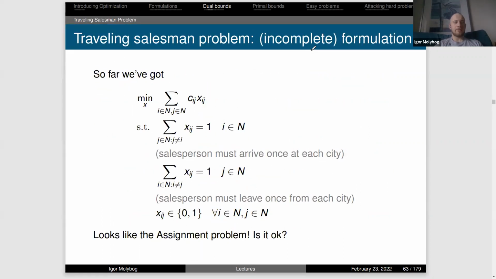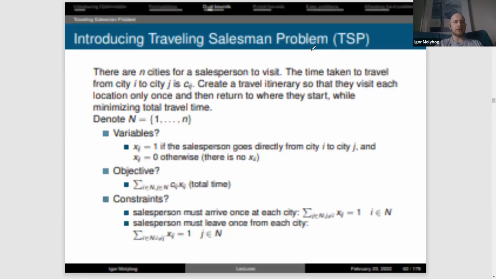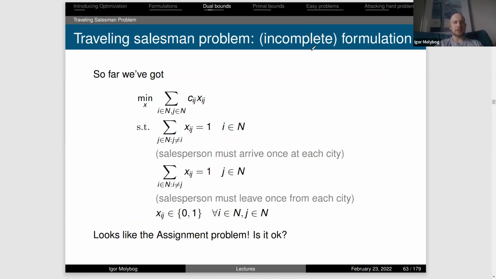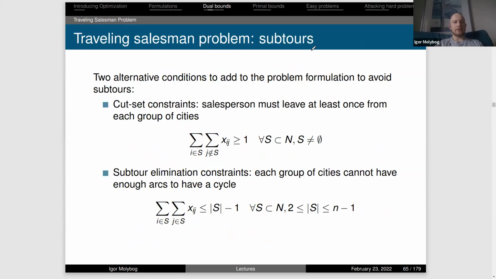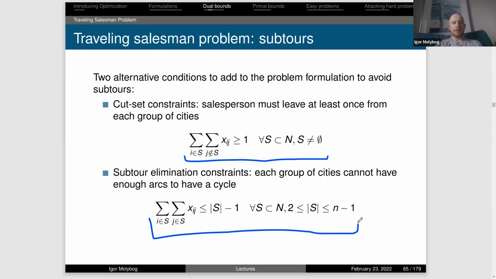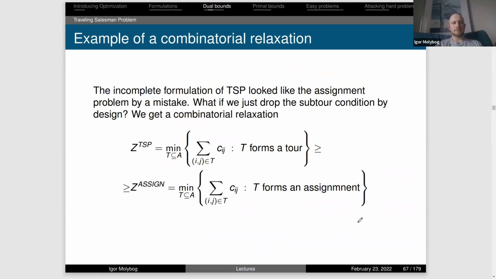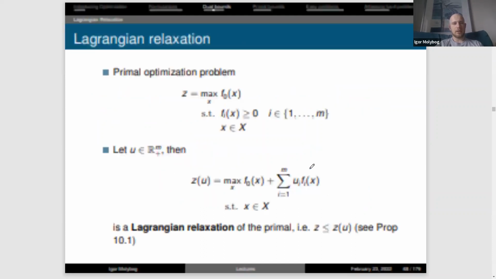It turned out that the combinatorial relaxation of the traveling salesman problem is in fact the assignment problem, and we have found several ways to write the additional constraints that discriminate between the traveling salesman problem and the assignment problem. So I don't think there will be examples of combinatorial relaxation on the midterm, but there might be some on the final exam.